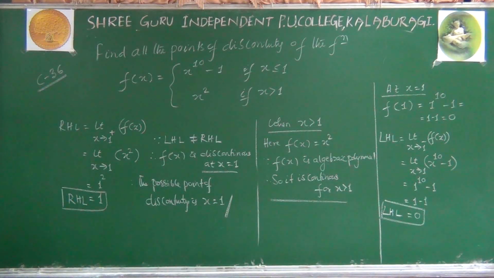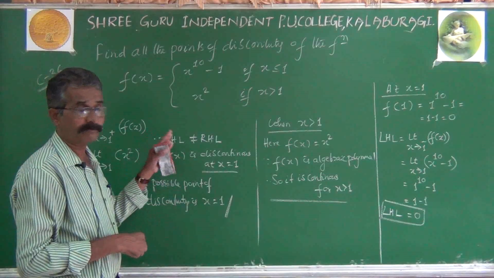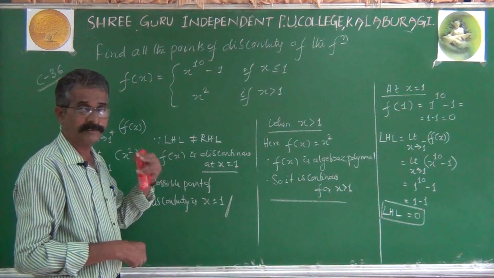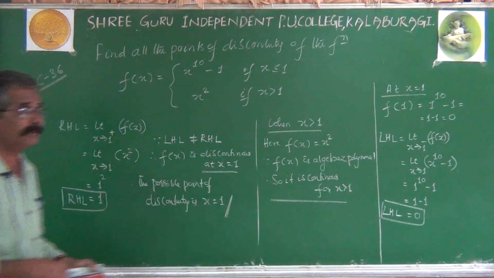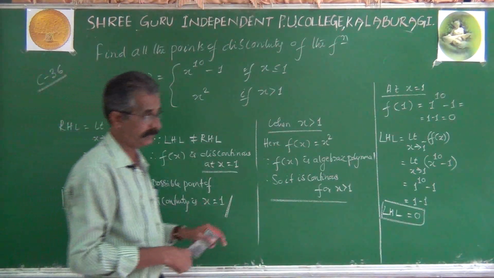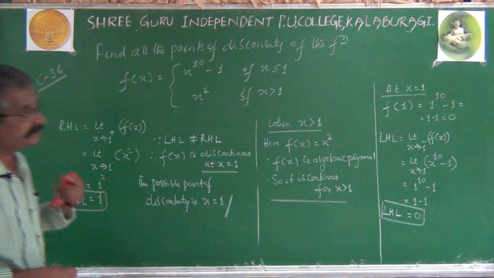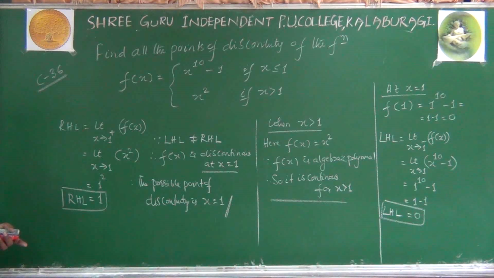But the remaining are points of continuity. Means if we want to get the set of all points of continuity for this function, the set of all points of continuity is given by the set of all real numbers except a single element 1. Means R minus the single element 1. That is the set of all elements of continuity of this given function.